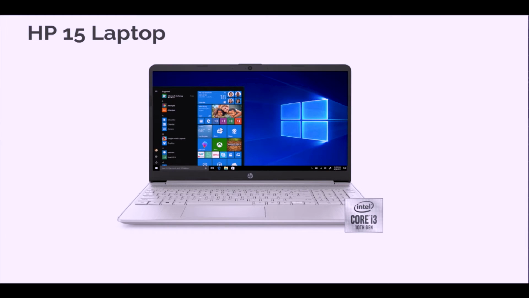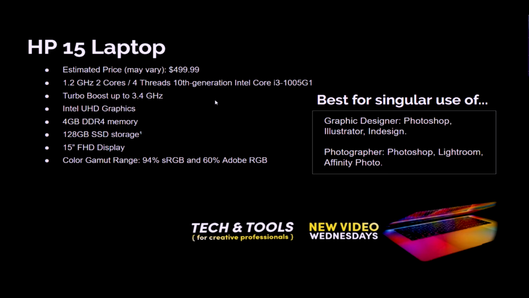The next laptop is the HP 15 laptop. Moving up on the price point, it's about $499 estimated. Definitely check out, like I said, the links below for the actual price points. They do change from time to time. And this comes with, again, the i3 10th Gen 5G1. That is a solid processor, but this one again has 4 gigs of RAM. So I would look for this model with more RAM memory to get better performance.